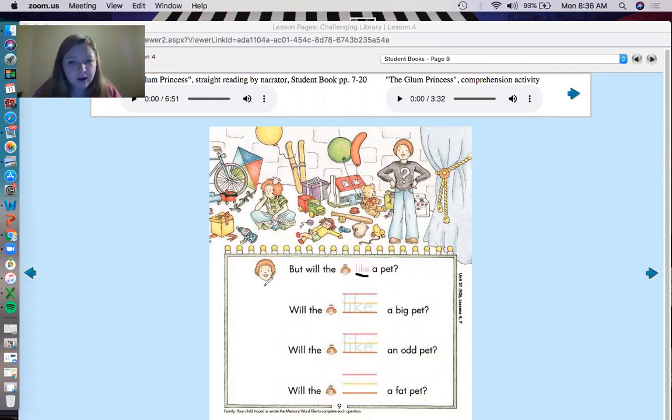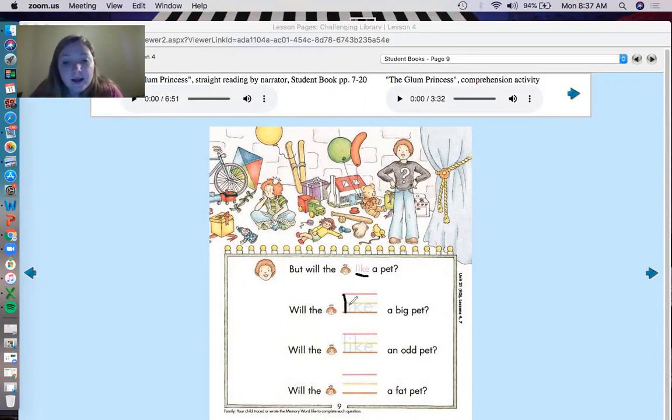Now remember, Icky is the question maker. So he is going to be reading all of this. So let's read this sentence together. Ready? But will the princess like a pet? See, he's asking questions. Now, let's move down. Now, what they want us to do is trace the word like. So let's trace the word like, and then we'll read the sentence together. Ready?